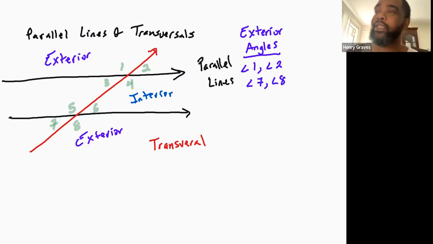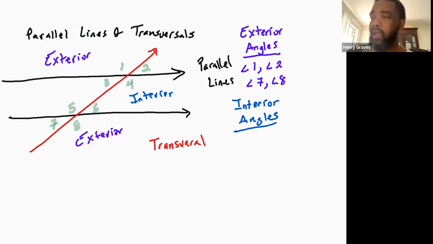Then we're going to look at the interior angles. And the interior angles, guys, are going to be the angles inside the two parallel lines, right? So that'll be angle 3, angle 4, angle 5, and angle 6.